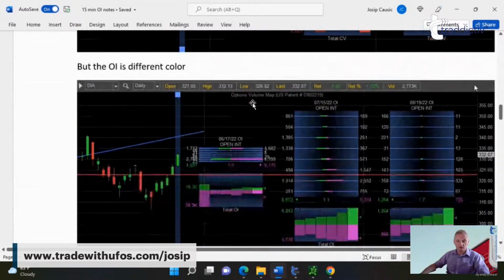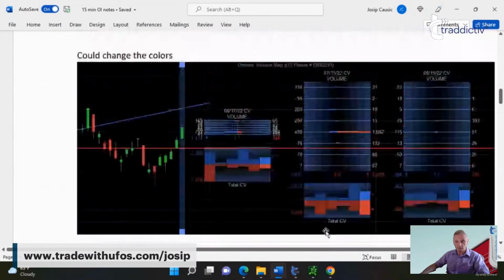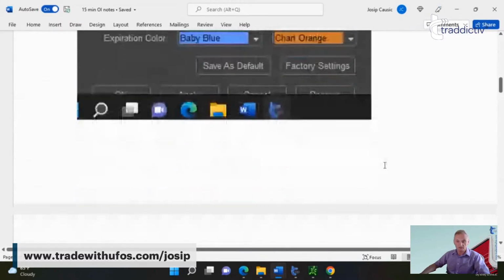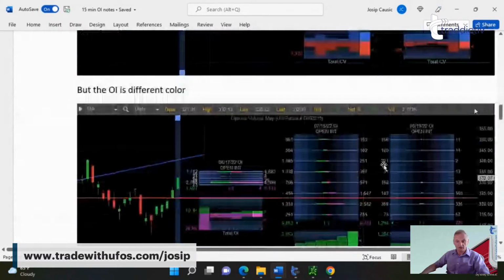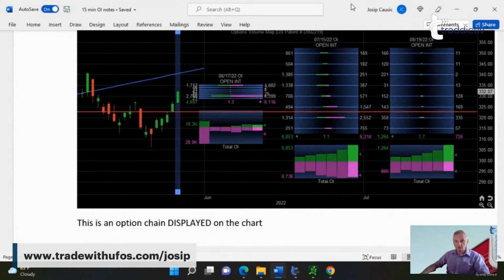Now, I know these different colors are kind of funky. They show the open interest: the calls are green, and the puts are purple. Be aware that everything is customizable. This is built in such a way on the Tradeactive platform that you can change this to any color you want. I'll use the ones that are present here and explain the reason behind it. So this is an option chain that is displayed on a chart.